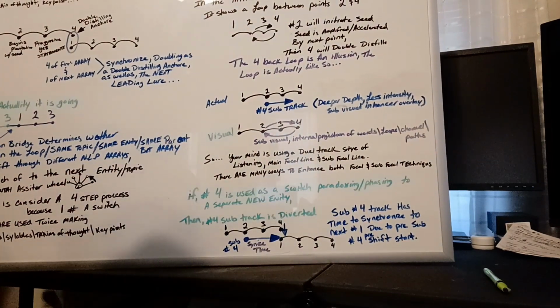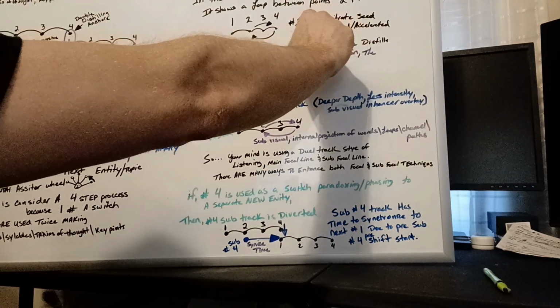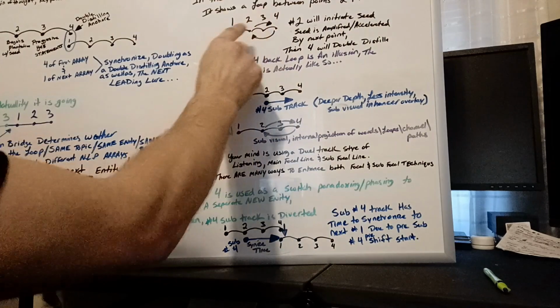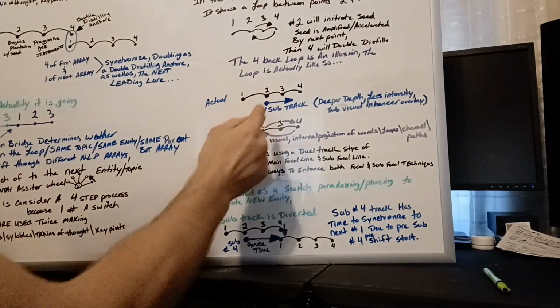In the initial breakdown of the loop, it shows the loop between points 2 and 4. So look, there's a loop here. If it's going like this, okay?